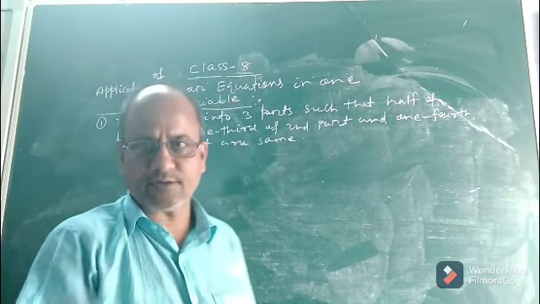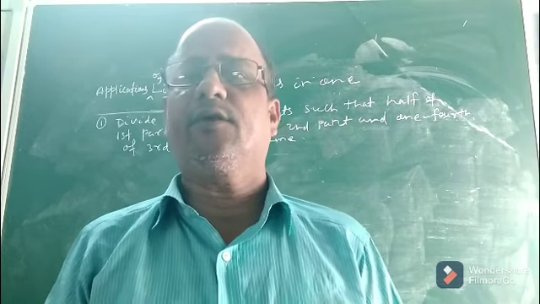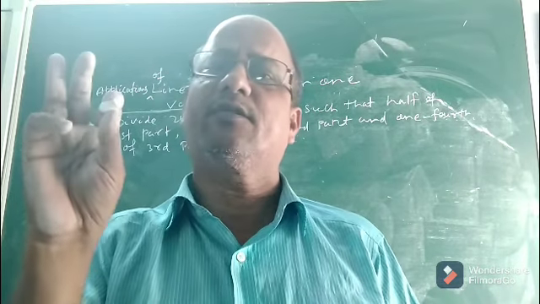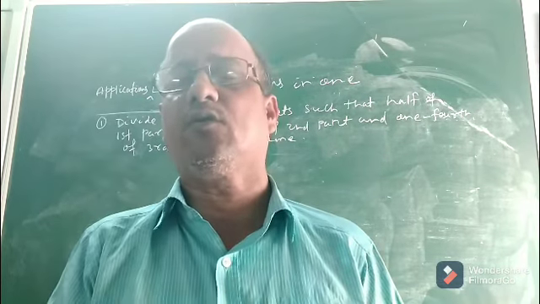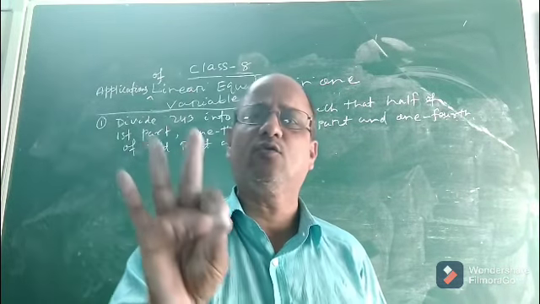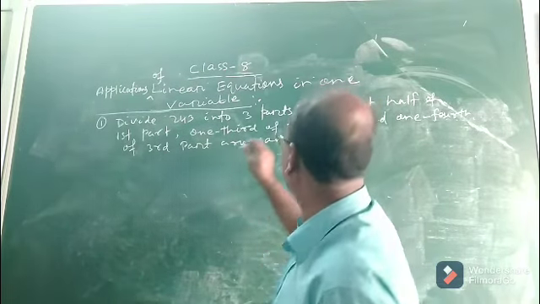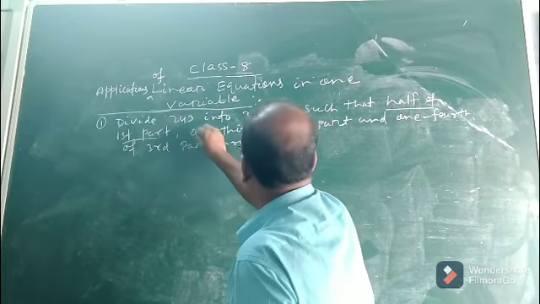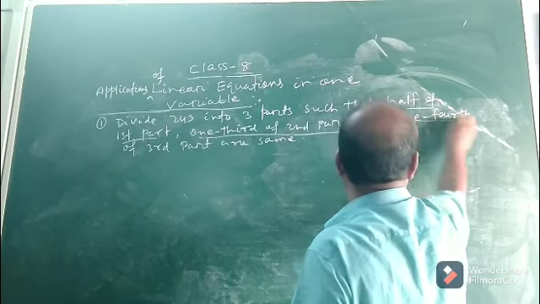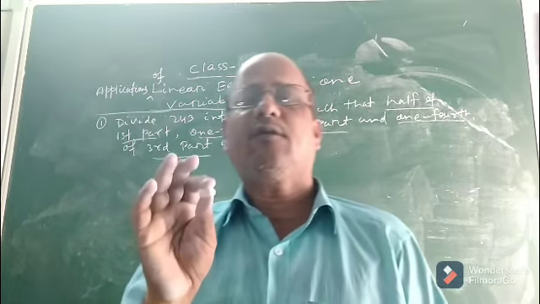What is the question? Try to understand. You are given a number, say 243. You have to divide this number into 3 parts. We do not know what the 3 parts are. We have to divide 243 into 3 parts: first part, second part, and third part, such that, what is the condition? The condition is half of the first part, 1/3 of the second part, and 1/4 of the third part, they all are equal. So, how to solve this?